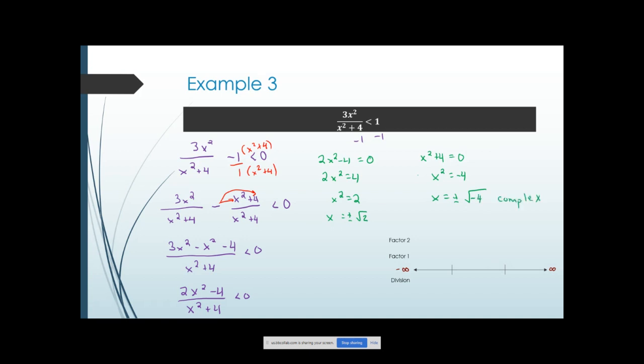So the only numbers I have are plus or minus the square root of 2. So negative square root of 2 and positive square root of 2. And I'm looking for where these are less than 0, so that's going to have dashed lines.